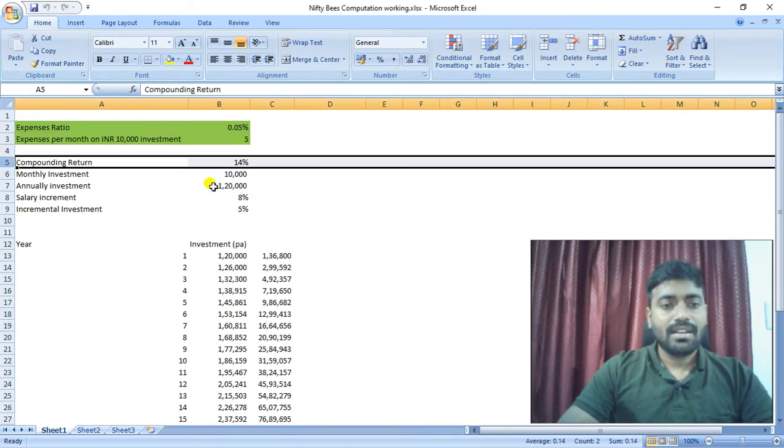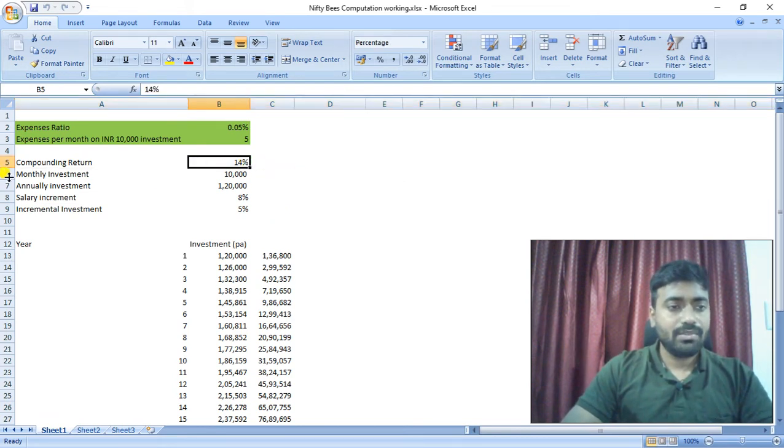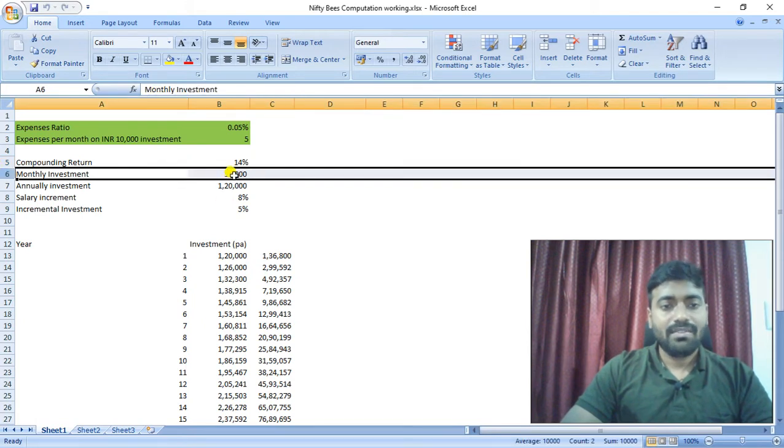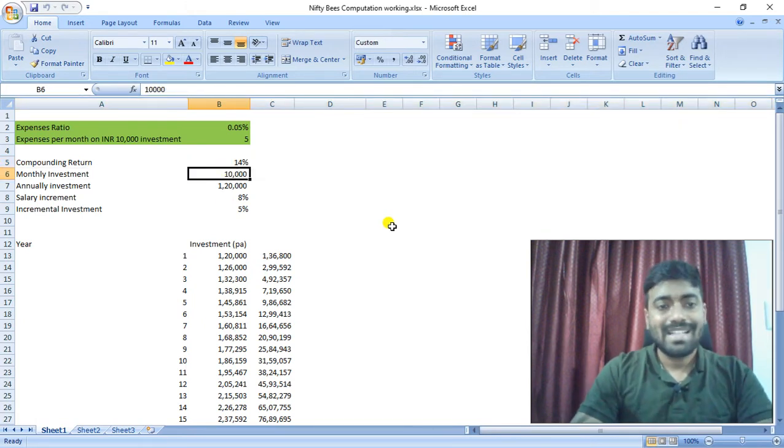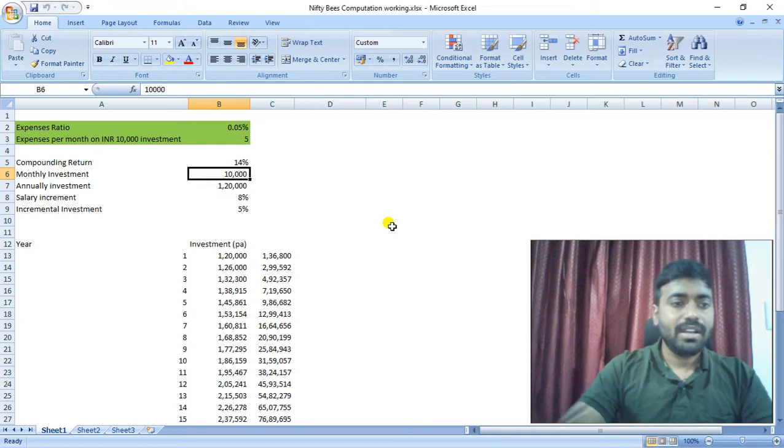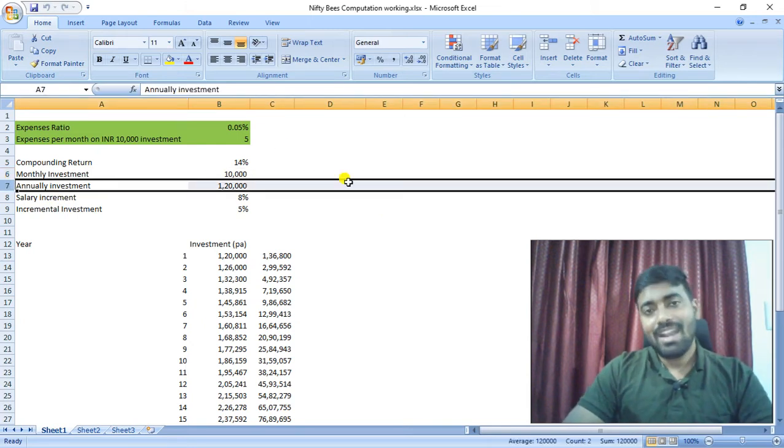And here I have taken the compounding return at the rate of 14%. Why? Because historically, NIFTY Bees has given a return of around 14.6%. So as a conservative base, I have taken only 14% as the compounding rate. If you see the monthly investment, how much have I taken? 10,000. Every month you have to invest at least 10,000 in Nippon India NIFTY Bees, and if you put in 10,000 every month, then annually you will be investing around 1,20,000.